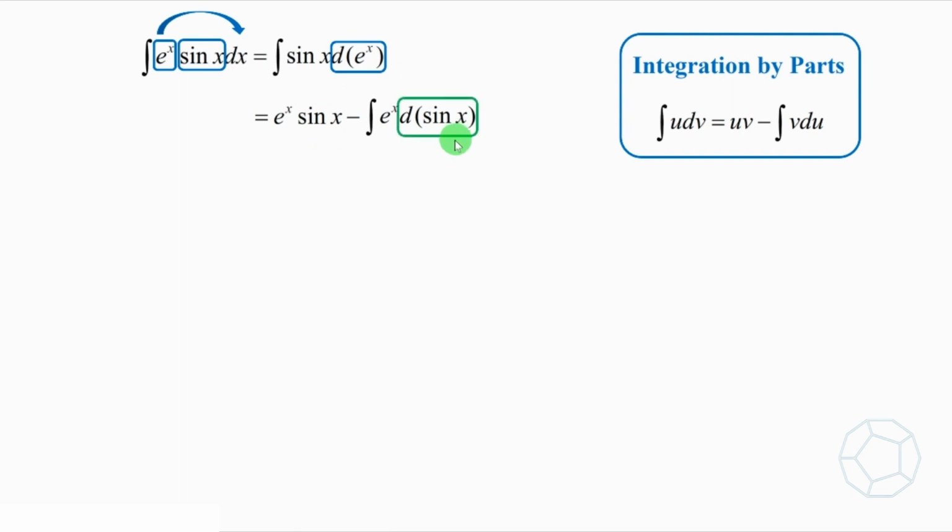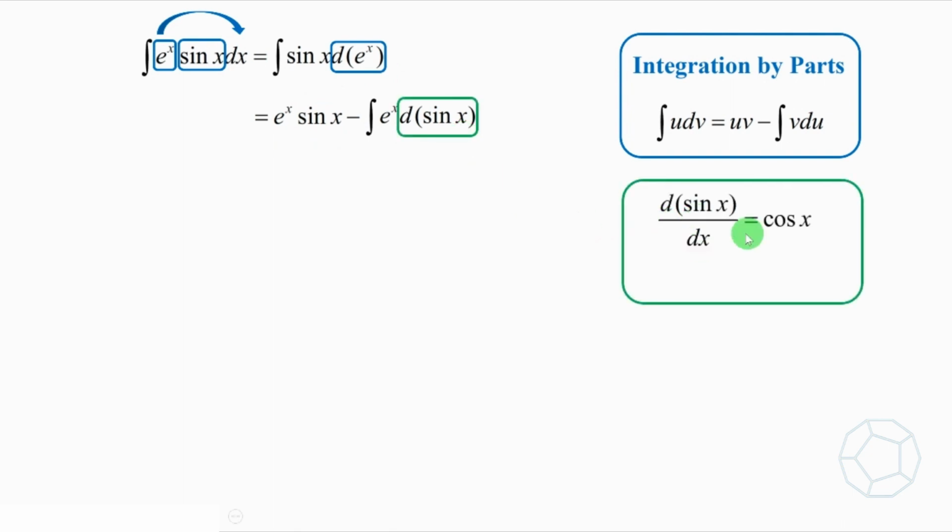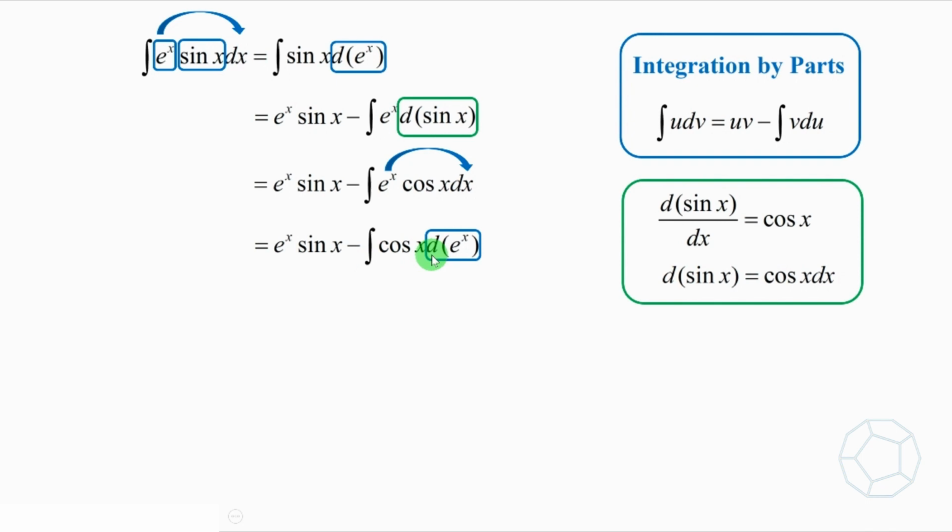Let's look at the differential d bracket sine x. Because d sine x over dx is equal to cosine x, so d bracket sine x is equal to cosine x dx. Put this back into the integral, it becomes integrate e to the power of x times cosine x dx. Well, the integrand is still a product of two functions t and e. Let's absorb e to the power of x again into the differential. So it is equal to integrate cosine x d bracket e to the power of x.